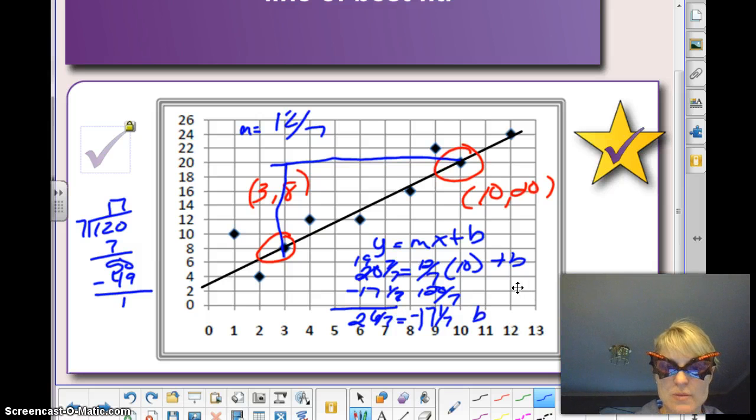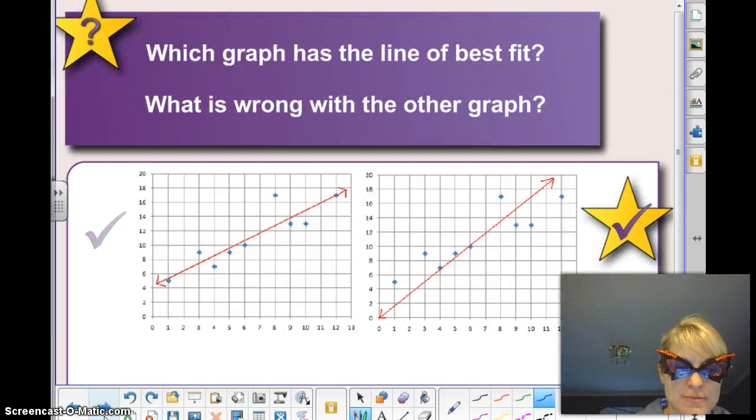Ouch. So then my line of best fit is going to be y equals 12 over 7x minus 17 and 1/7. Okay? So that's what we're going to work on tomorrow. You have to be able to take 2 points and put it into the line of best fit. Okay? And we'll end there.